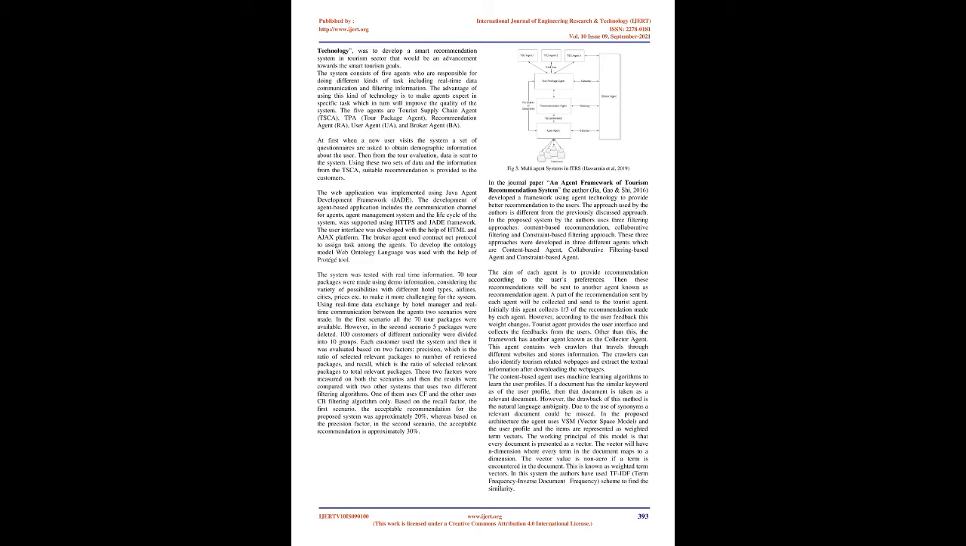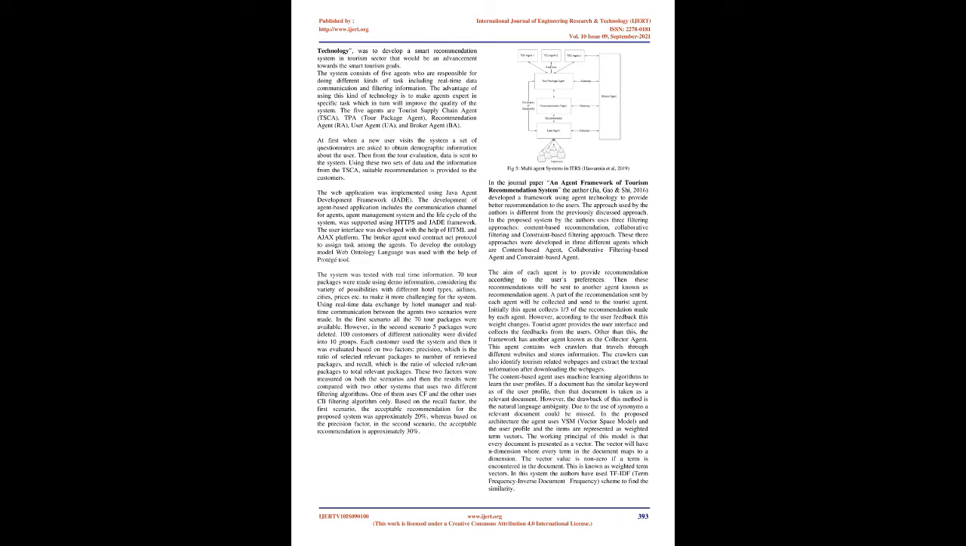These 3 approaches were developed in 3 different agents, which are content-based agent, collaborative filtering-based agent, and constraint-based agent. The aim of each agent is to provide recommendation according to the user's preferences. Then these recommendations will be sent to another agent known as recommendation agent. A part of the recommendation sent by each agent will be collected and sent to the tourist agent. Initially, this agent collects 1/3 of the recommendation made by each agent. However, according to the user feedback, this weight changes.